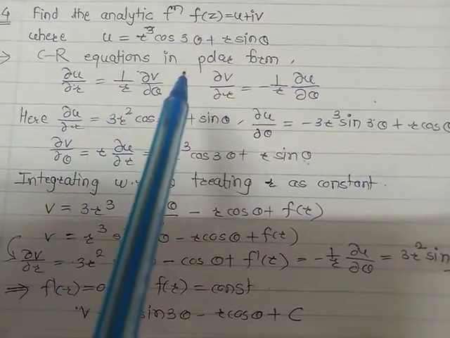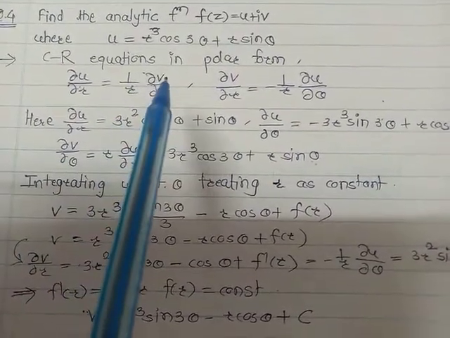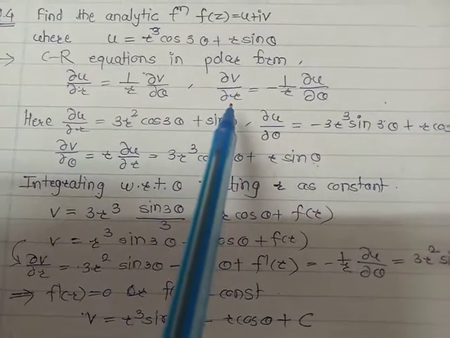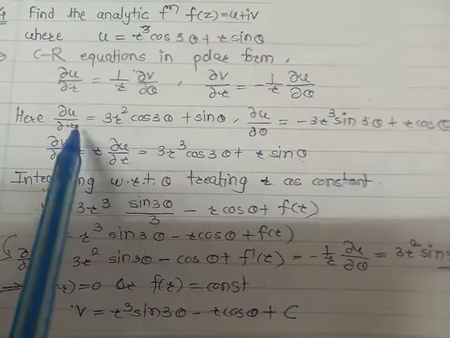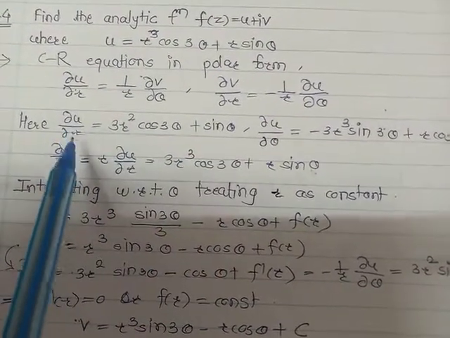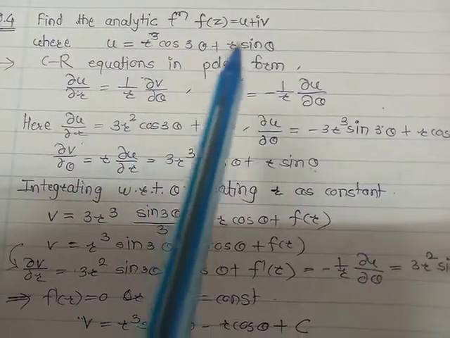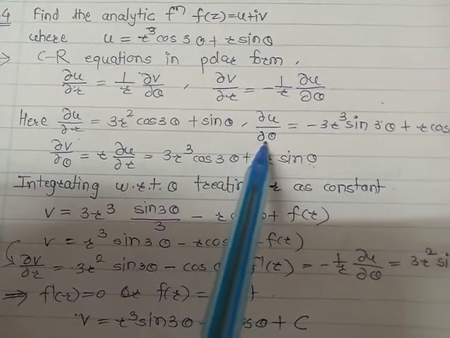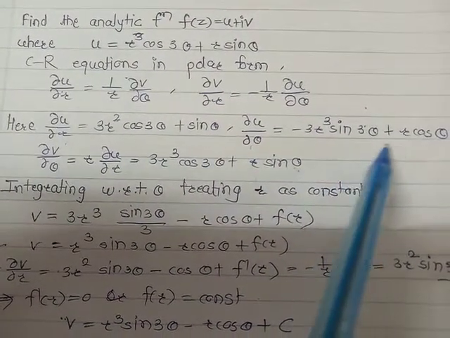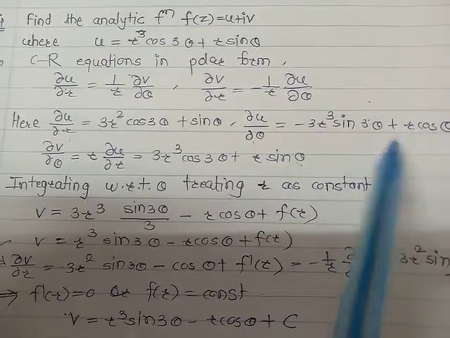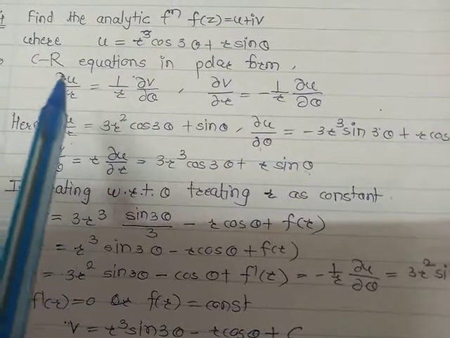Now we know that CR equations in polar form are ∂u/∂r is 1 upon r ∂v/∂theta, and ∂v/∂r is minus 1 upon r ∂u/∂theta. Now since u is given, ∂u/∂r equals 3r square cos 3 theta plus sin theta, and ∂u/∂theta will be minus 3r cube sin 3 theta plus r cos theta. Now from CR equations we can say ∂v/∂theta is r times ∂u/∂r.